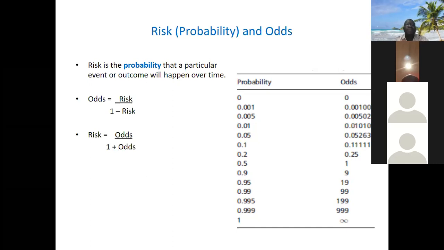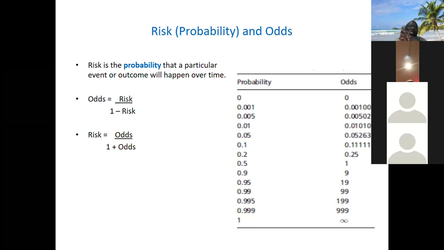Now, this is the probability that a particular event or outcome will happen over time. We know that one. Probability is risk. And we have established that odds is risk over 1 minus risk. That is, odds is the probability that the event happens over the probability that the event will not happen. Risk is the probability that the event happens, while 1 minus risk is the probability that the event did not happen. So odds is the probability of the event divided by the probability of the non-event.